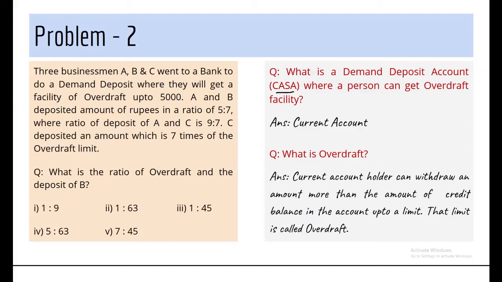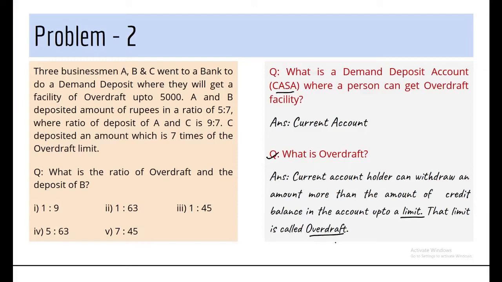Now the question is, what is a demand deposit account where a person can get an overdraft facility? As I have already told, in current accounts, account holders get some more facilities, and overdraft is one of them. So the answer is current account. Now what is overdraft? That is the next question. A current account holder can withdraw an amount more than the credit balance in the account, up to a limit. That limit is called overdraft.